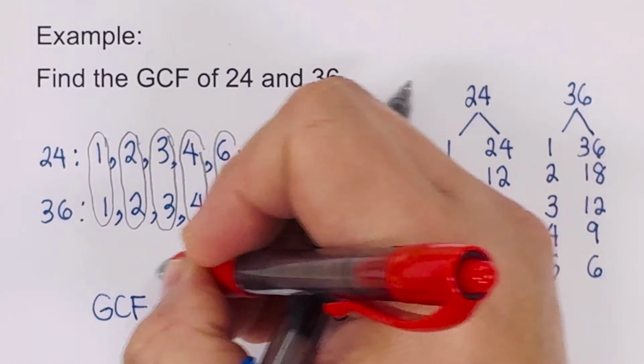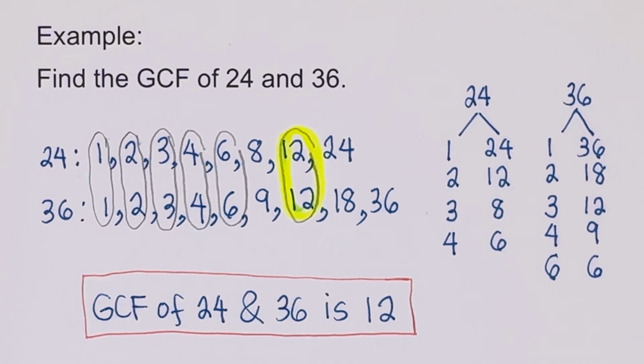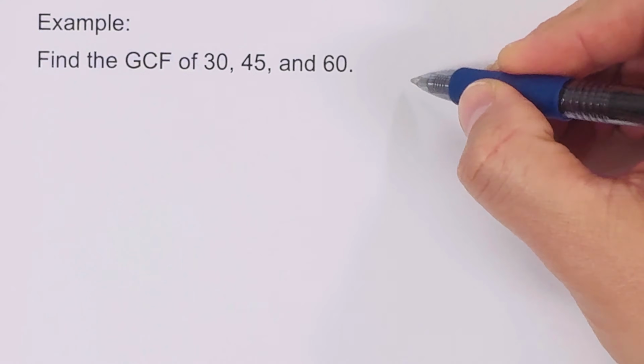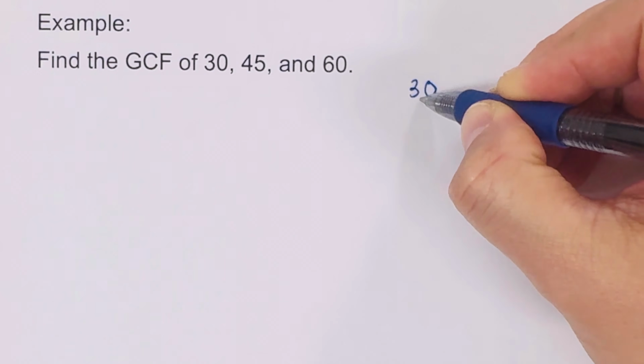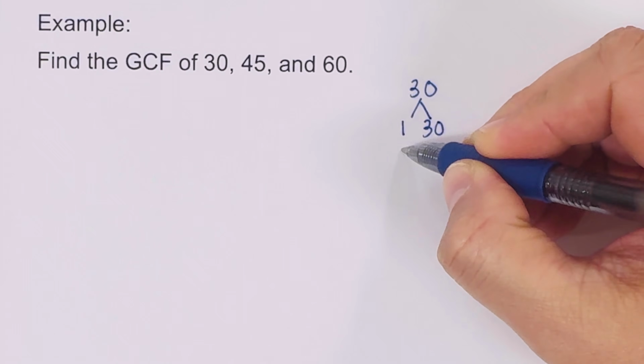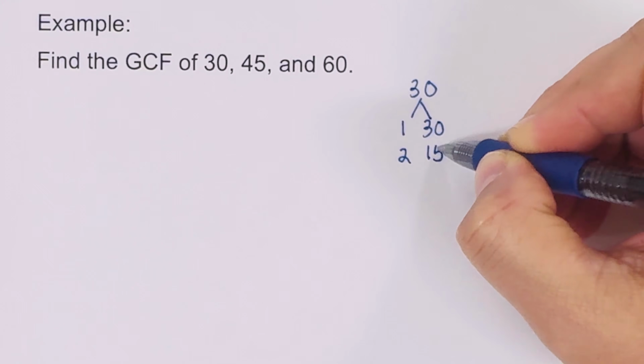Now let's have another example. In this problem right here, we're supposed to determine the GCF of 30, 45, and 60. The first step that we need to do is to find the factors of 30. So I'm going to write it down here. So 30, again, you always start with 1. 1 times 30. 2 works with 30, so that's 2 times 15.